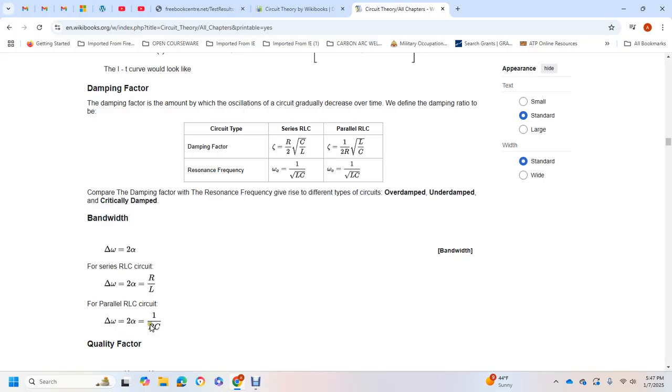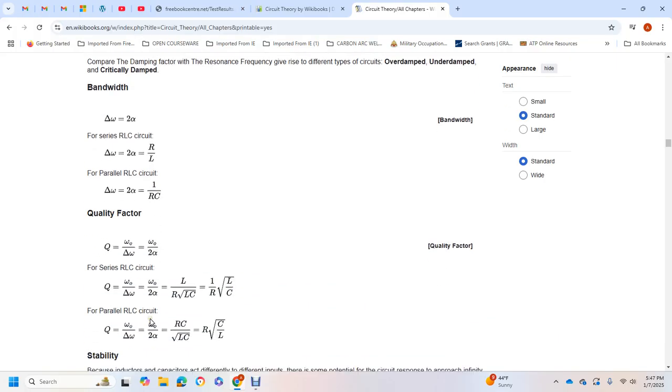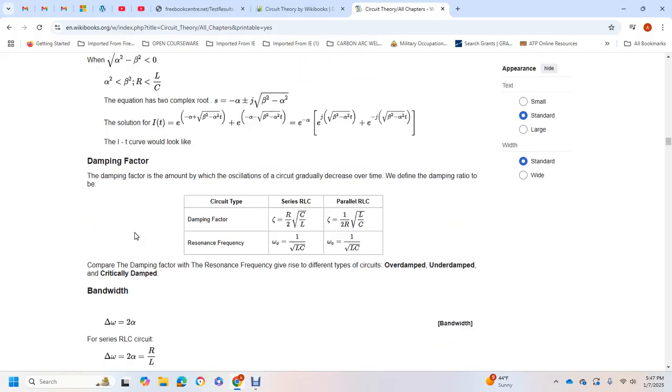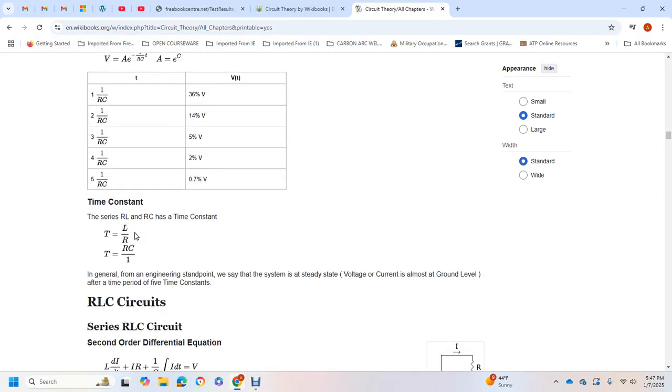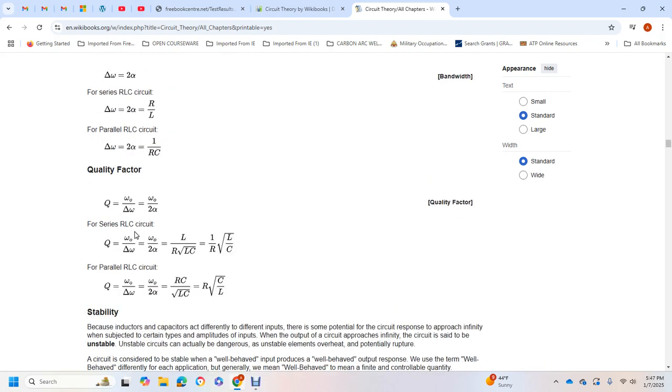equal to 1 over the resistance times the capacitance. Quality factor: the resonant frequency over the bandwidth, over 2 alpha, equal to the inductance over the resistance times the square root of LC, equal to 1 over R times the square root of L over C.